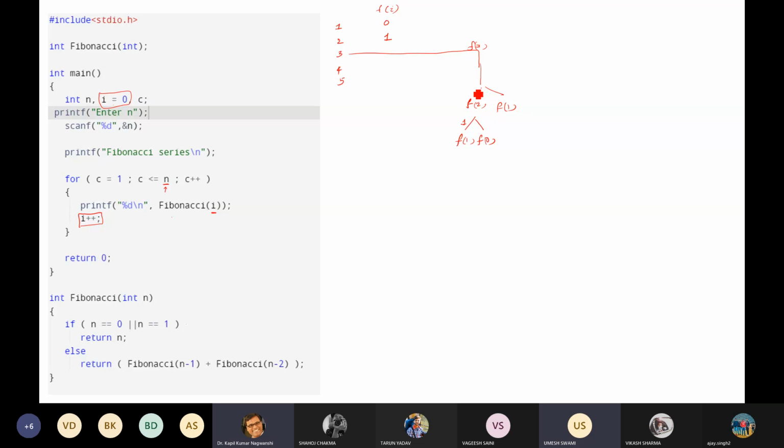This will return 1, and this F1 will also return 1. So 1 plus 1 is 2.